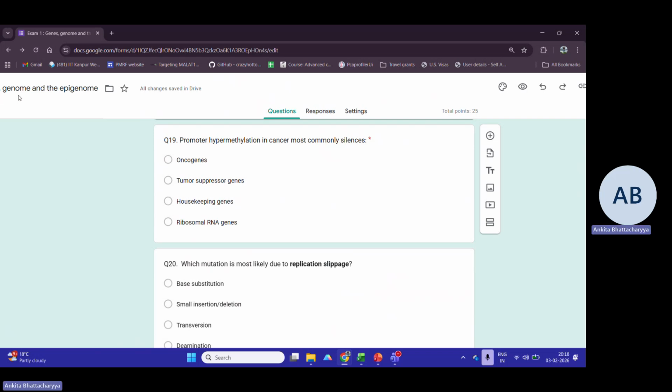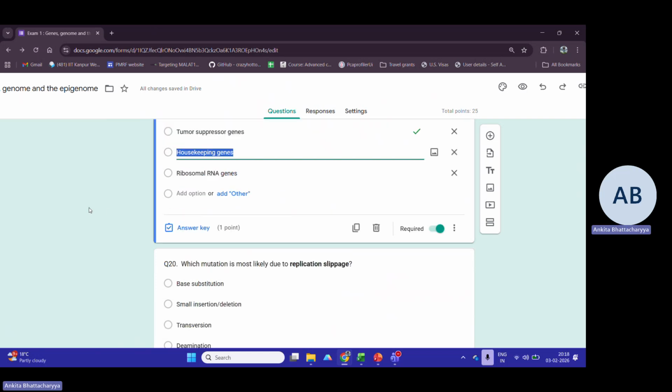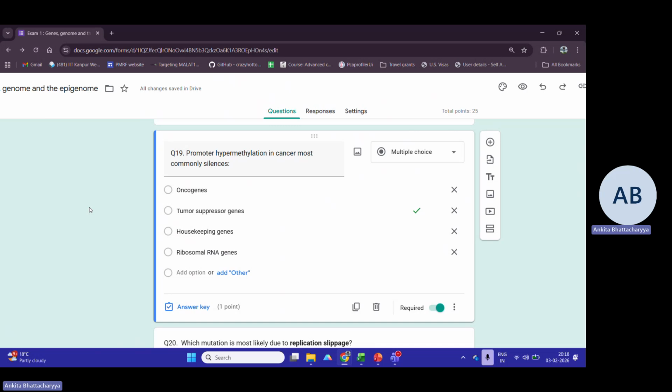So, promoter hypermethylation commonly can silence tumor suppressor genes. Why? Because tumor suppressors are most commonly expressed in normal cells, which maintains the sanctity of such cells. But in the context of cancer, the hypermethylation of the promoter of tumor suppressor genes is actually a hallmark of cancer, because that is repressing the oncogenic signal and sort of making the cell more conducive to acquiring oncogenicity or becoming more cancerous.